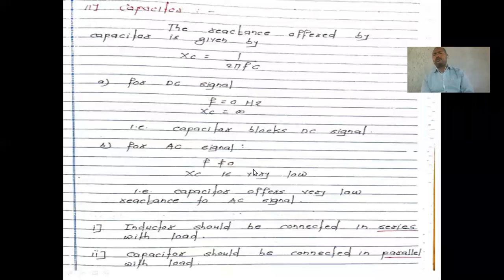So we know two things with respect to inductor and capacitor: the inductor is the device which passes only the DC signal, and the capacitor is the device which passes only the AC signal, as we have seen with respect to mathematics.